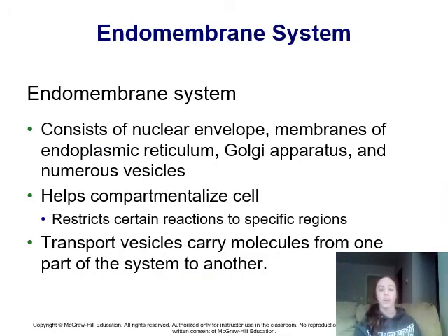And then we move on to the endomembrane system. The endomembrane system will consist of the nuclear envelope, the membranes of the endoplasmic reticulum, the Golgi apparatus, and the numerous vesicles. And this also helps compartmentalize the cell, making sure the chemical reactions only occur within certain areas of the cell. The numerous vesicles also include transport vesicles, which will carry molecules from one part of the system to another. So the proteins that the transport RNA and the rRNA just created are going to be within one of these transport vesicles to go wherever they need to go.